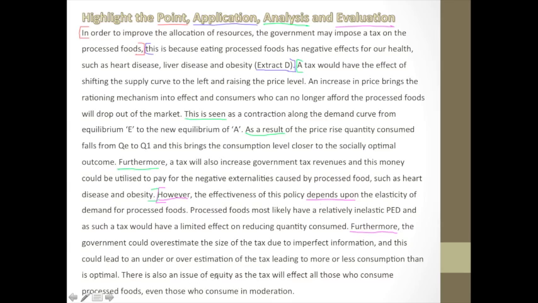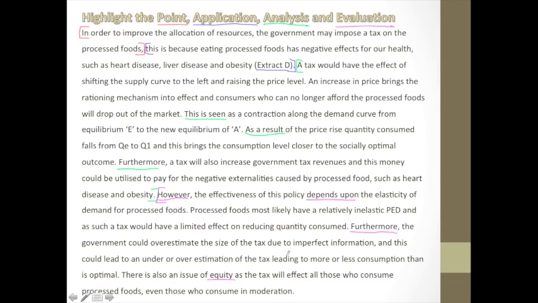There is also an issue of equity, as the tax will affect all those who consume processed foods, even those who consume in moderation. So we've brought in a con of the tax. So we've got another variable, we've got government failure, and we've got a con of the tax there, and possibly another government failure as well.